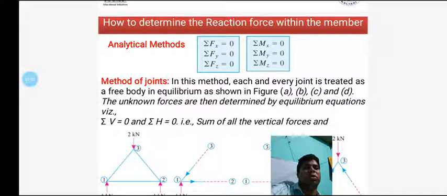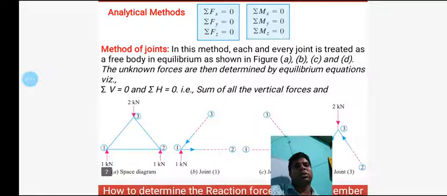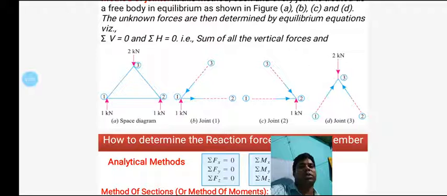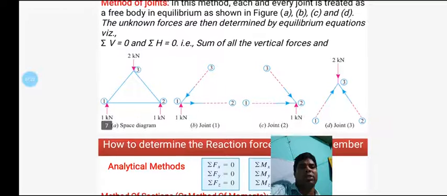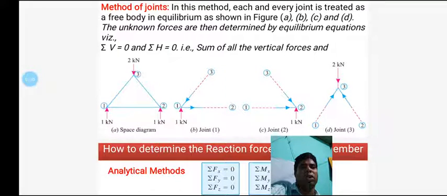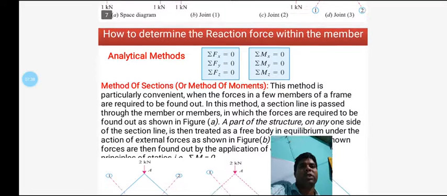Now in this method, each and every joint is treated as a free body in equilibrium as shown in the figure. So the unknown forces are then determined by the equilibrium equations. That means summation of V is equal to 0, summation of H is equal to 0, and the sum of all the vertical forces should be equal to 0. So if you see the diagram, that means the space diagram, joint 1, joint 2 and joint 3. Now how to determine the reaction force within the member?